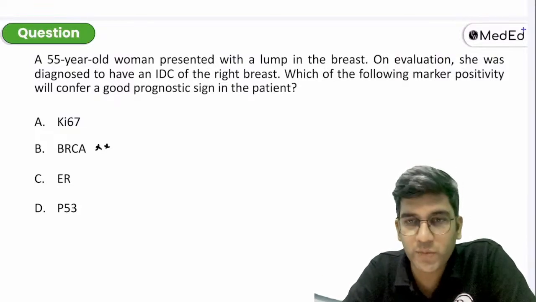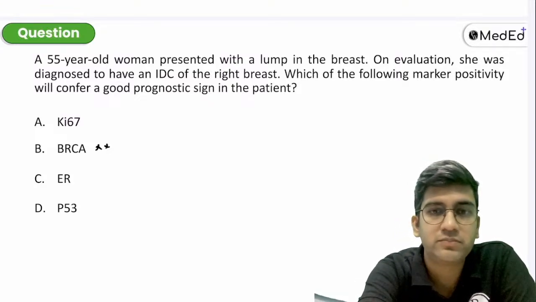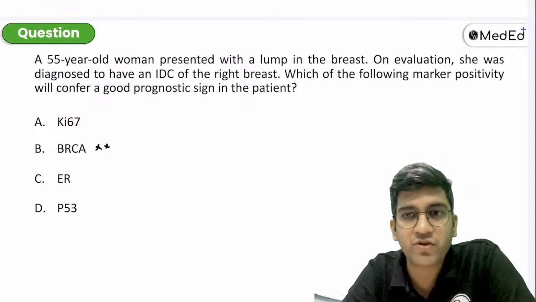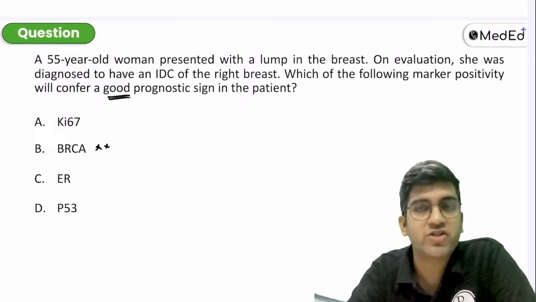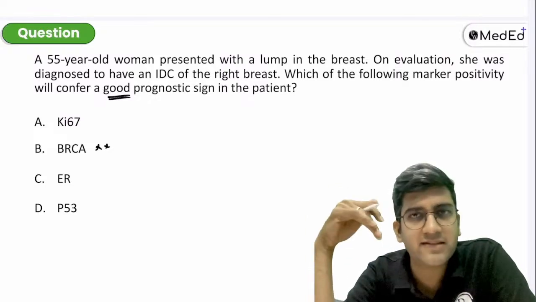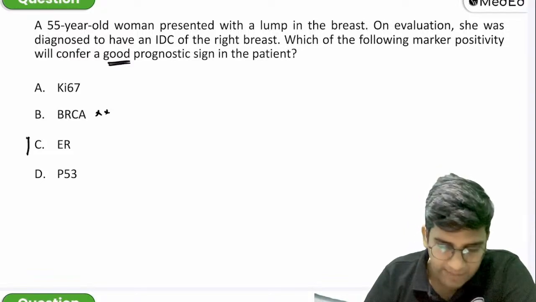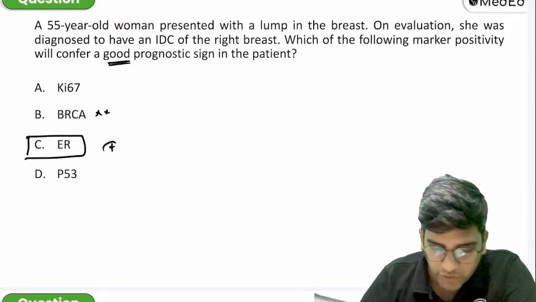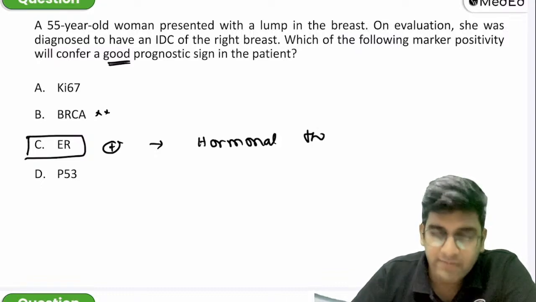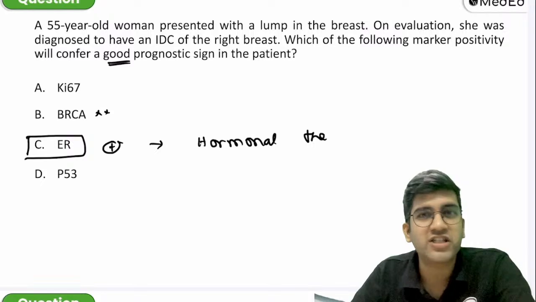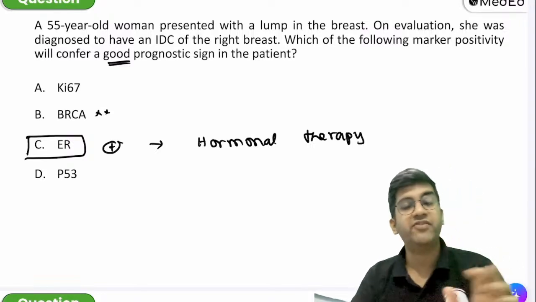If BRCA is positive, do you think it's good for the patient or bad for the patient? It's bad for the patient, right? So ultimately, it's not a good prognostic sign because BRCA is an inherited cancer. Inherited cancer occurs very early in age and it's bad for the patient. ER positivity is a good prognostic sign because if ER is positive, we can give hormonal therapy. You must have read about all the selective estrogen receptor modulators, SERMs, in your pharmacology. So that therapy can be given if ER is positive.